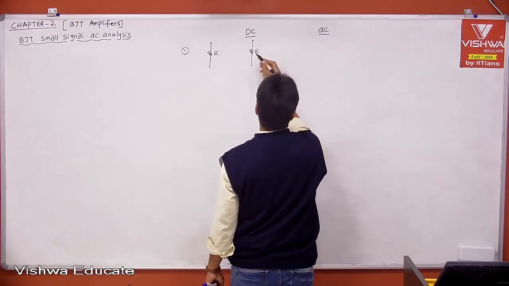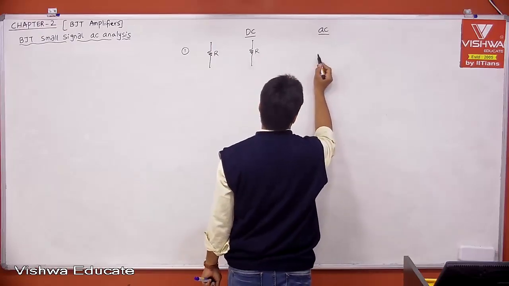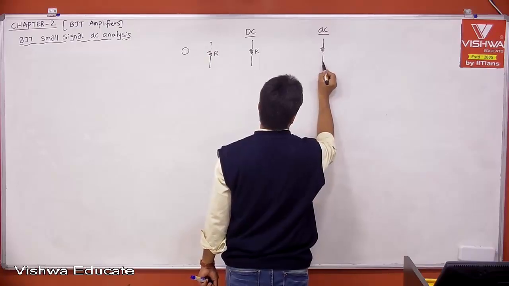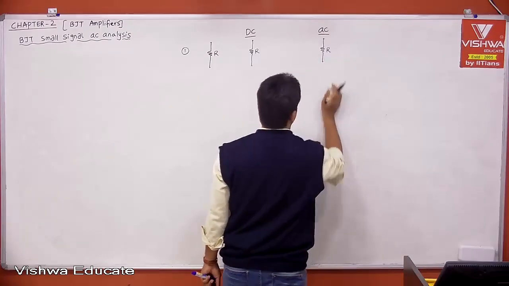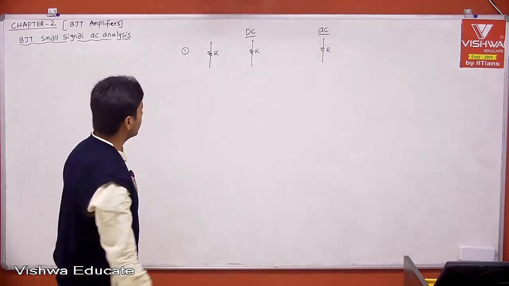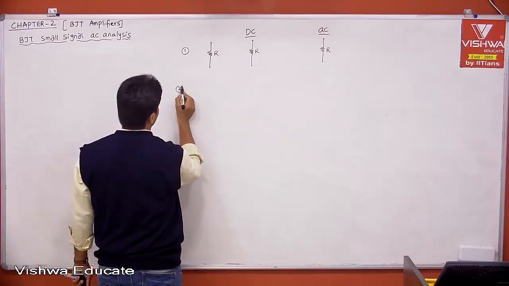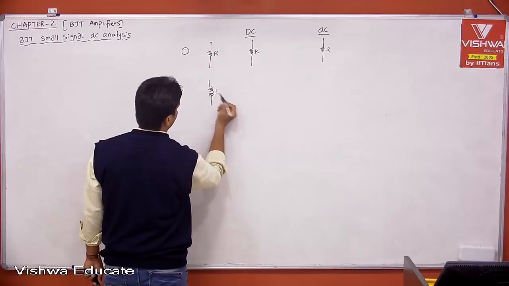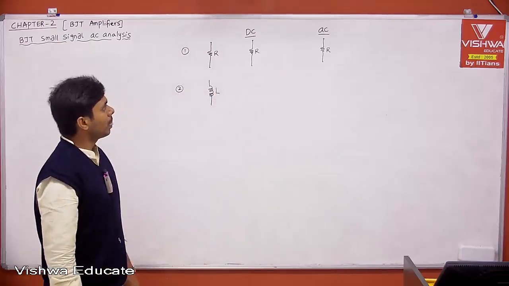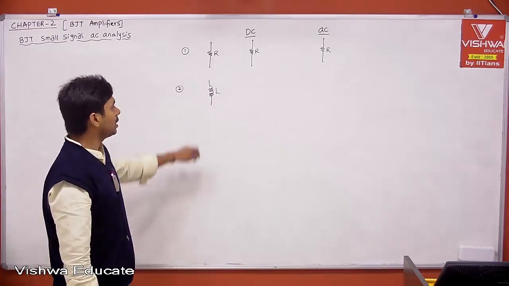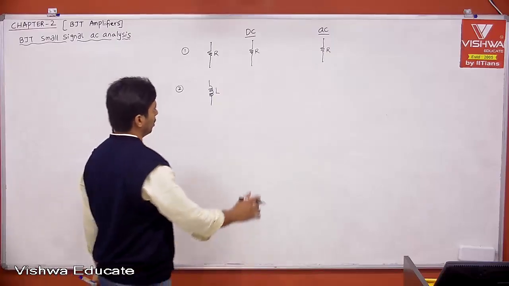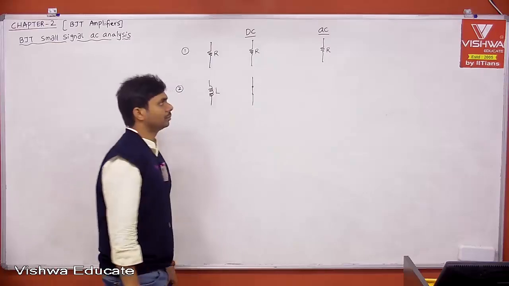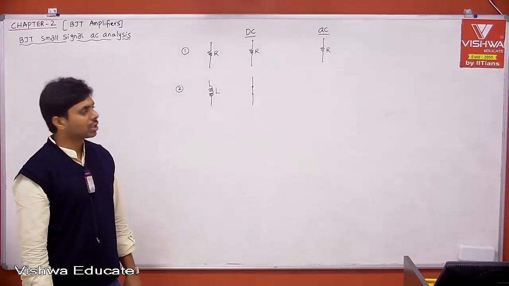Now, if you take the resistor, this is a resistor only. Okay. Now, number 2, inductor. Okay. Now, what is that in DC? For DC, the inductor acts as a short circuit. Therefore, your inductor will be acting as a short circuit.